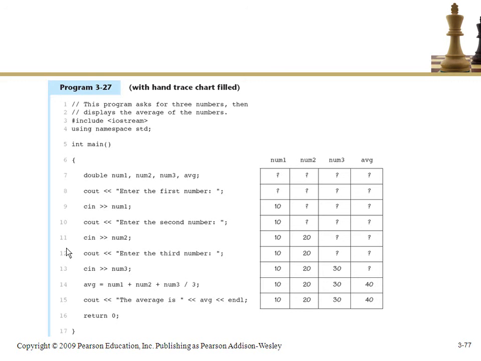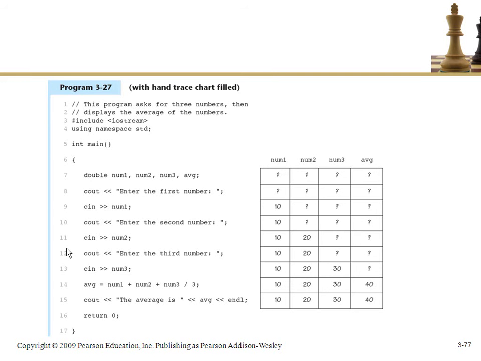The next line, line 8, we are asking to enter the first number. All 4 still are untouched with question marks in them, unknown to us. Line 9, we are doing cin for num1. The content of num1 is changed to 10. Num2, num3 and average are left alone as the original unknown values that came with them.